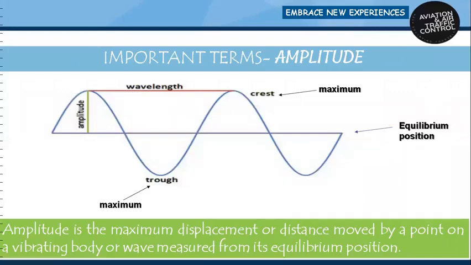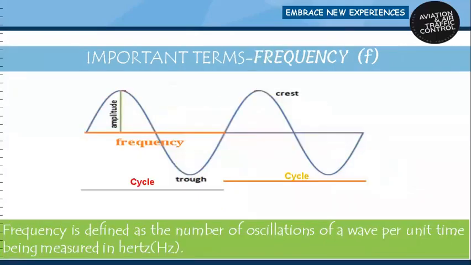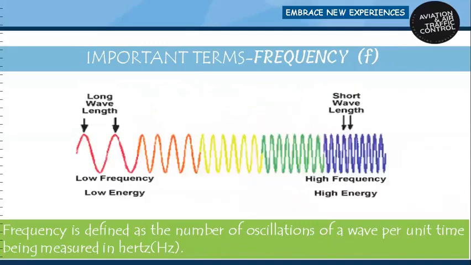Now we will understand few characteristics of electromagnetic wave. Amplitude is the maximum displacement or distance moved by a point on a vibrating body or wave measured from its equilibrium position. Wavelength is the distance between corresponding points of two consecutive waves. Frequency is defined as the number of oscillations of a wave per unit time, measured in hertz. Low frequency means long wavelength waves, whereas high frequency means short wavelength, which are densely packed and high energy.